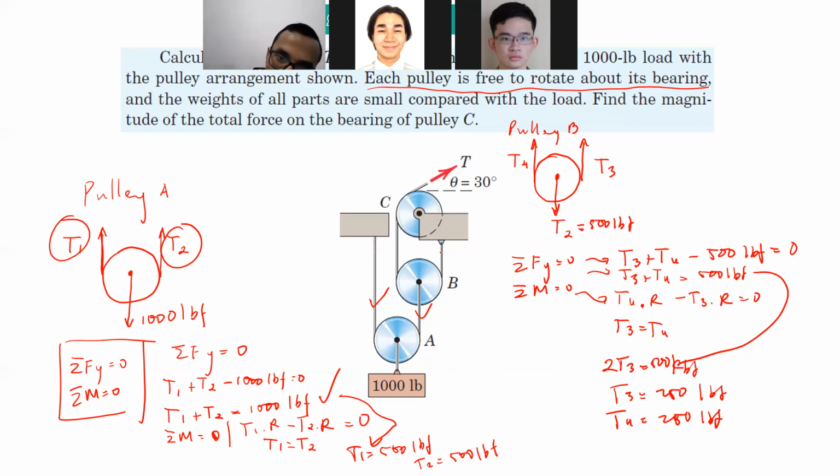Now you solve for this and this. What else do you need to solve after this? Mario? The T in pulley C. So now, which free body diagram are we supposed to draw then? Pulley C. Okay, let's go for pulley C then in that case.